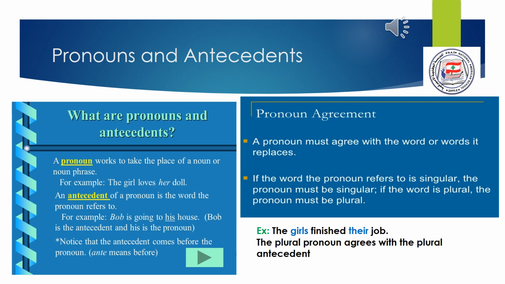Ante means before. How do pronouns and their antecedents agree? A pronoun must agree with the word or words it replaces. If the word the pronoun refers to is singular, the pronoun must be singular. And if the word is plural, the pronoun must be plural. Example, the girls finished their job. The plural pronoun agrees with the plural antecedent. The plural pronoun is their and the plural antecedent is girls.